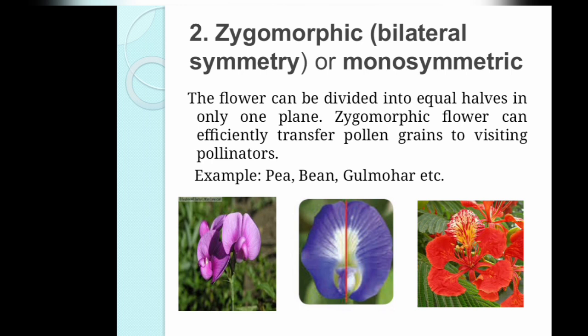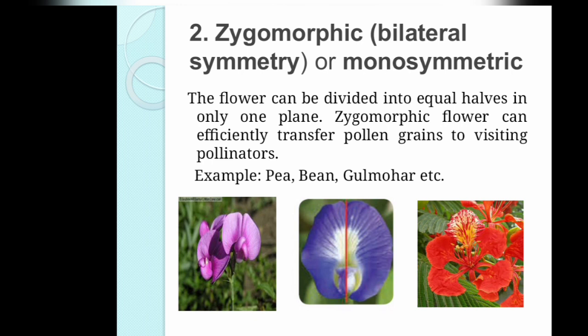Second type, that is zygomorphic, bilateral symmetry or the monosymmetric flower. The flower can be divided into equal halves in any one plane. Zygomorphic flowers can efficiently transfer pollen grains through visiting pollinators. So here the symmetry is one plane. In radial symmetry, it means the flower can be divided in any plane over the axis into two equal halves. But in a zygomorphic flower, only one plane divides it into two equal halves. The flower is divided in only one plane.